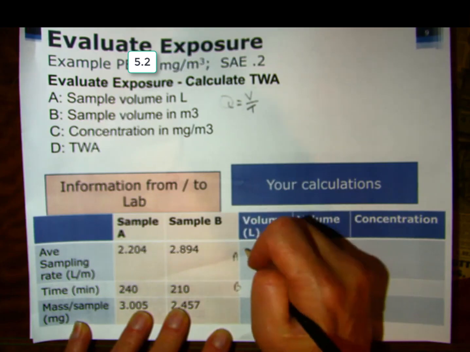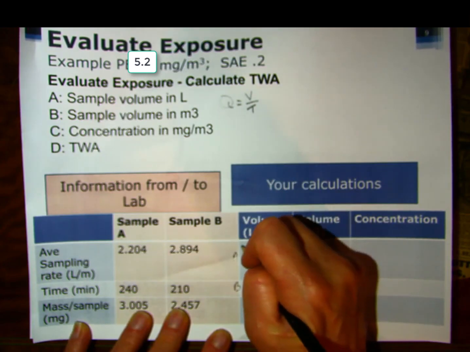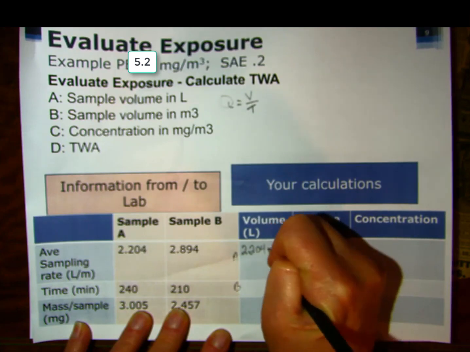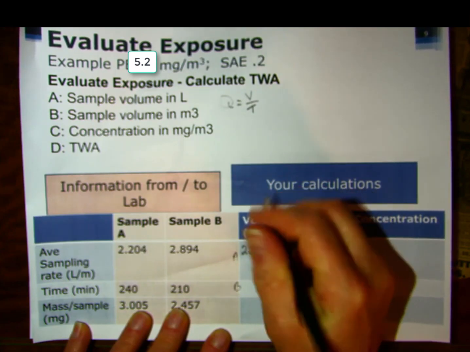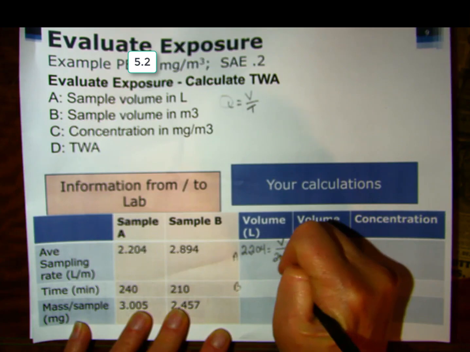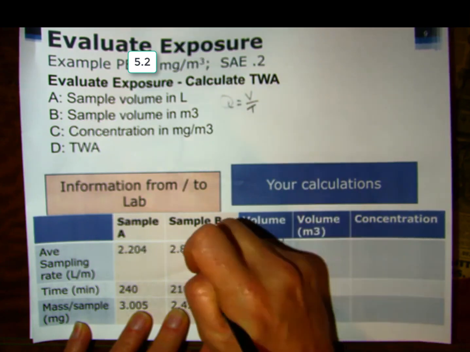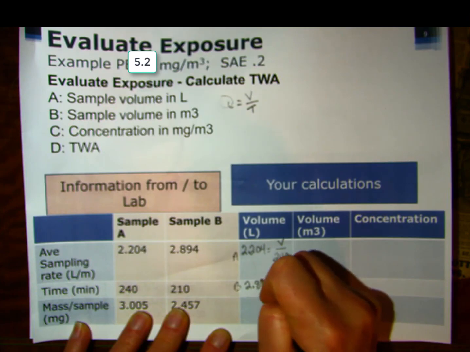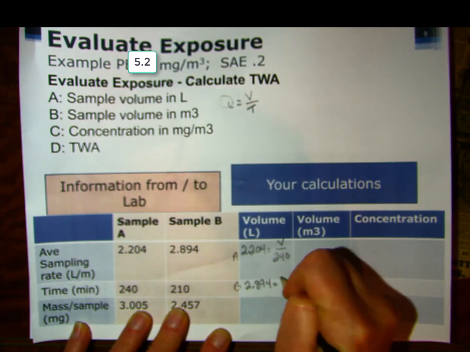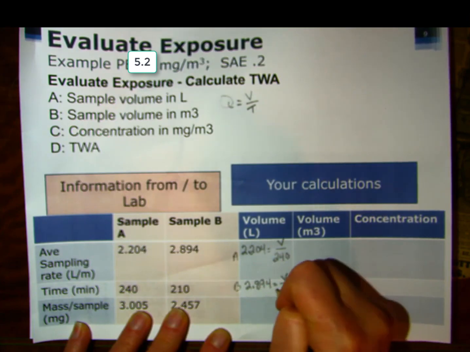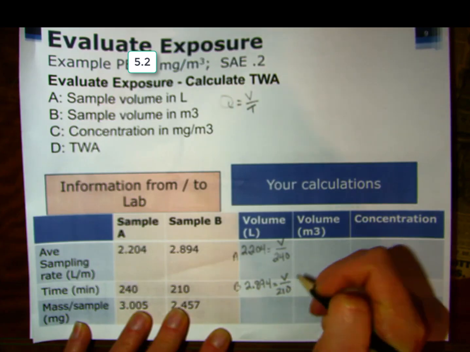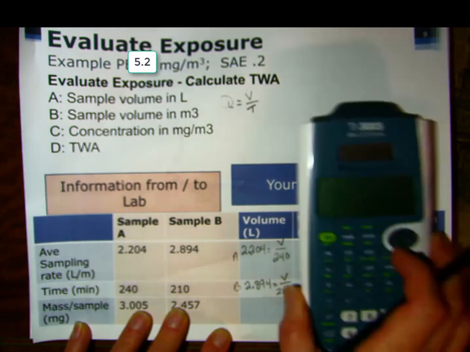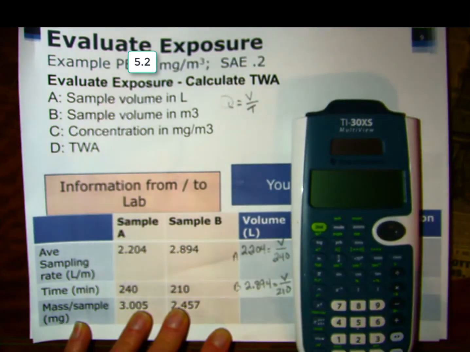So our flow for A is 2.204. That equals some volume over time. And for B, we have, and that equals some volume over time. And then I can calculate it in liters and calculate it in meters cubed. So first I'll start here.